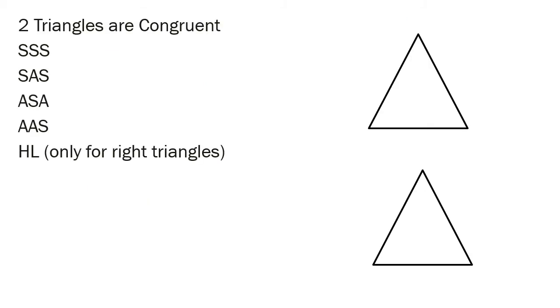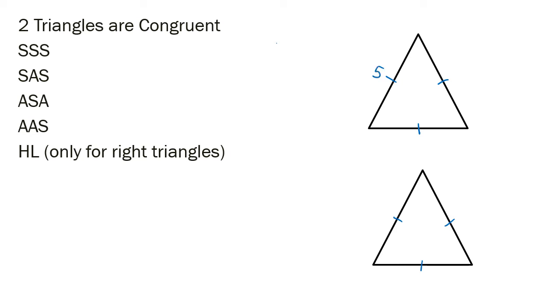All right, two congruent triangles. You can prove two triangles are congruent given these different theorems. So the first one is SSS. That's referring to side, side, side. So if you can show that the three sides of one triangle are the exact same length as the three sides of another triangle, you can prove they're congruent.